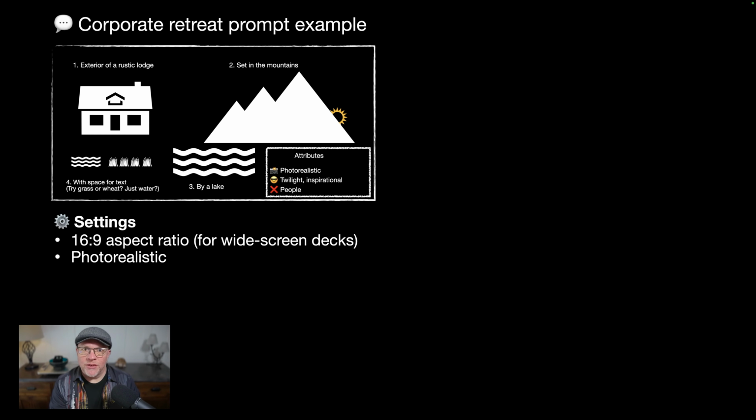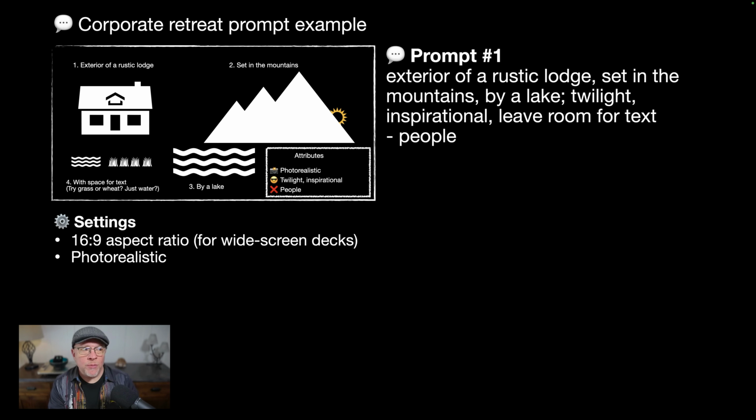Now that we have the sketch, we can build a prompt with it. And you can see we have 1, 2, 3, and 4 in there along with some attributes. So we can just write the sentence just like that. So here we go. Prompt number 1 is exterior of a rustic lodge, set in the mountains, by a lake; twilight, inspirational, leave room for text.